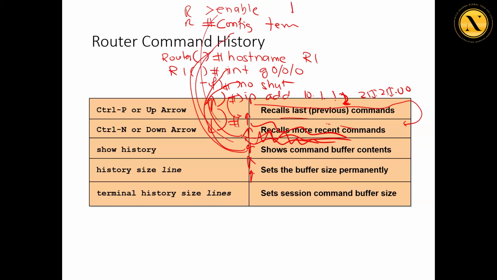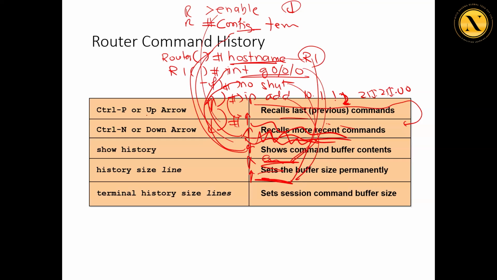So I come down. So it's enable here. If I press down arrow again, config T will come here, right? Again, if I go down, hostname R1 will come here, right? Likewise. You get the point, everybody? Understand? Likewise, down arrow, interface gigabit 0. Again, down arrow, no shut. Again, down arrow, this IP address.